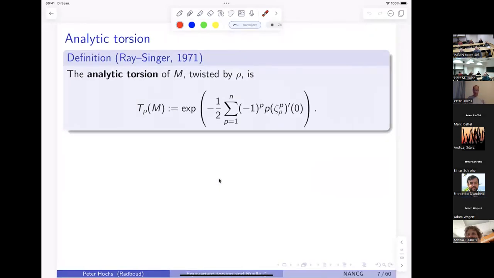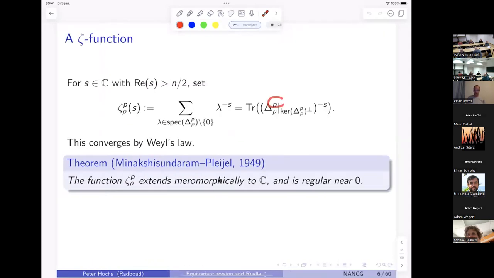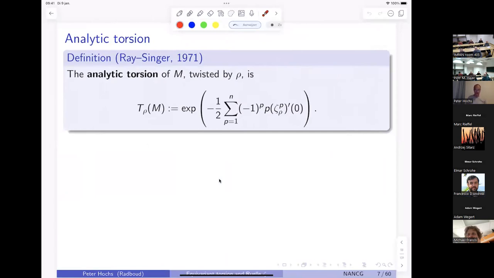Okay, so we have this zeta function, which is a nice function near zero, so we can look at its derivative at zero. We defined it for the Laplacian on p-forms, and we can write this thing down. We take an alternating sum over all p, we also multiply by this p, and then we add a factor of minus a half, which is a convention, and take the exponential. This is a number you can then define. It may look a bit funny if you see this for the first time. I'll mention a reformulation later, which may motivate it a little. But we can write down this number, and it turns out to be a positive real number.